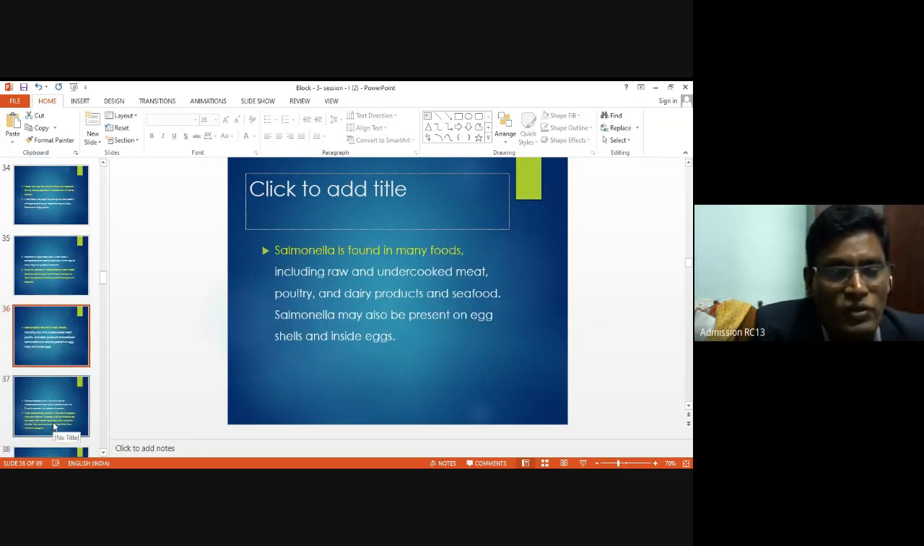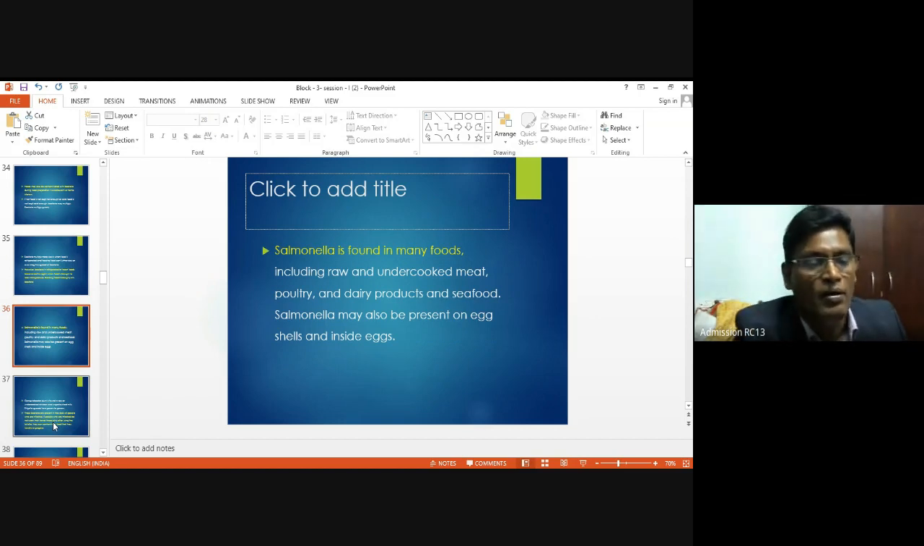Salmonella is found in many foods, including raw and undercooked meat. If the meat or food is contaminated by this bacteria and is not cooked properly or is undercooked, it has the potential to spread and cause disease in human beings, particularly meat, poultry, dairy products, and seafood. Salmonella may also be present on eggshells and inside eggs, which creates a problem.